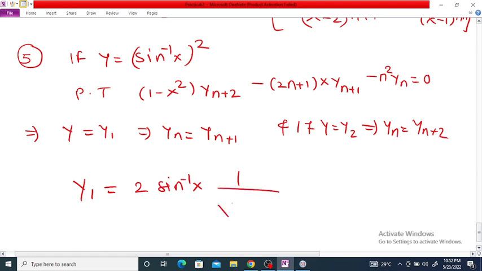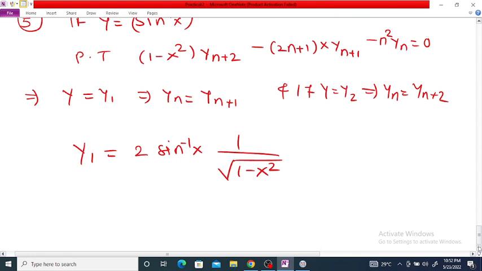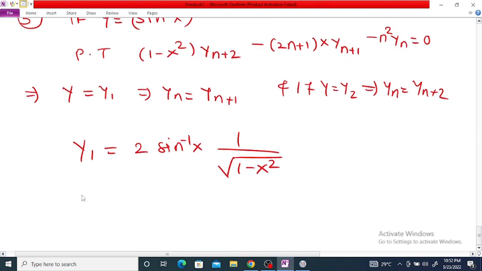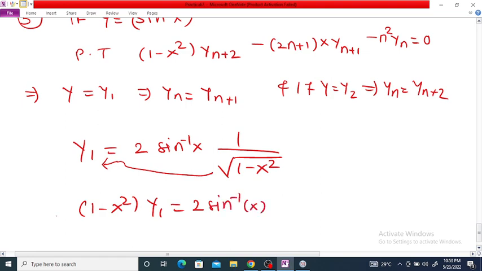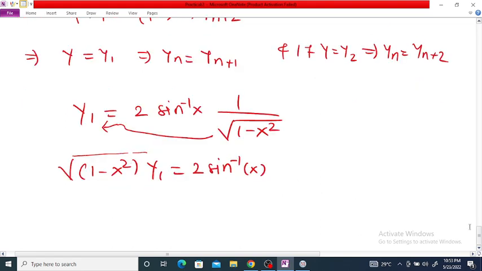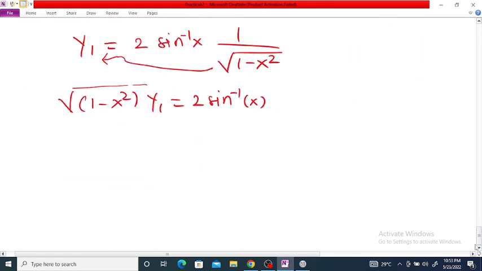Instead of writing y dash, I am writing y1 is equal to 2 times sine inverse x, and derivative of sine inverse x is 1 divided by the square root of 1 minus x square. So now if we multiply this square root of 1 minus x square to this side, we get square root of 1 minus x square times y1 is equal to 2 sine inverse x. Here is a square root term. Now to remove the square root sign, we are going to square on both sides.